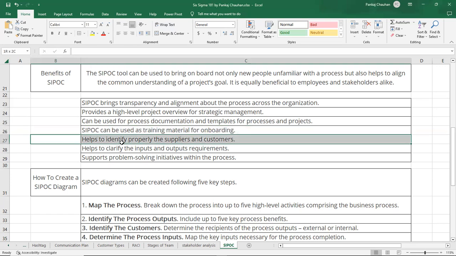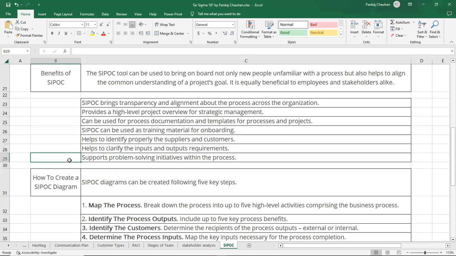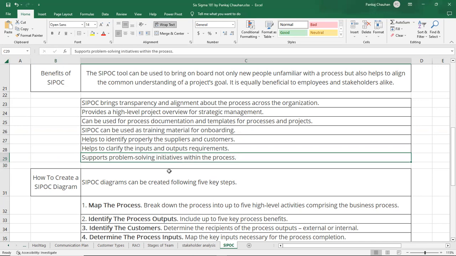SIPOC helps to properly identify the suppliers and customers, or the key stakeholders: who is supplying and what they are supplying, who is receiving the output and in what format they are receiving the output. SIPOC will help you clarify the input and output requirements. And SIPOC supports problem-solving initiatives within the process. Now, these are the benefits.